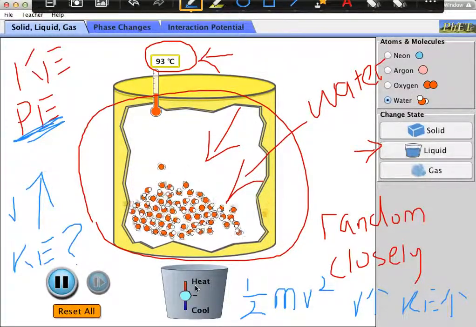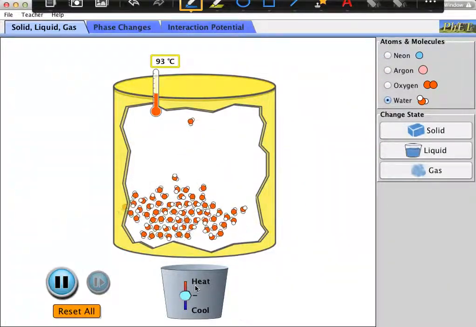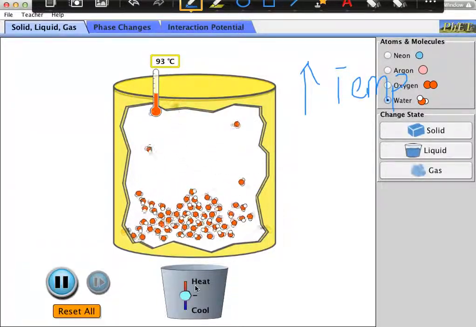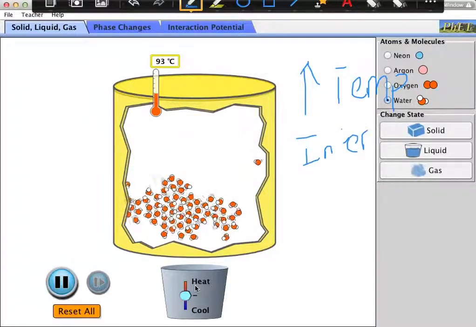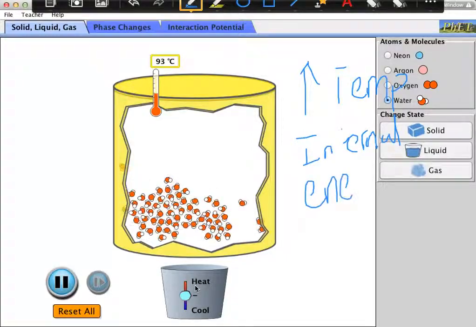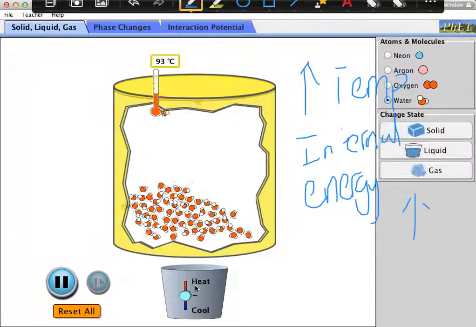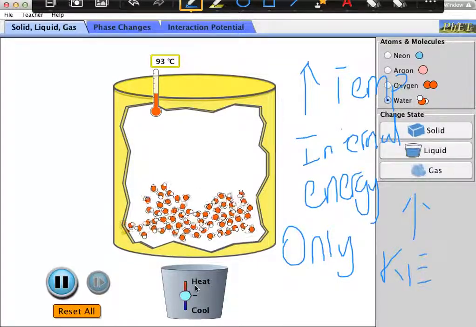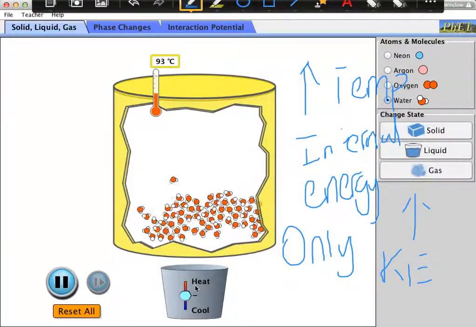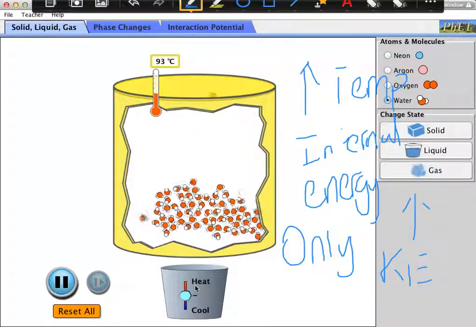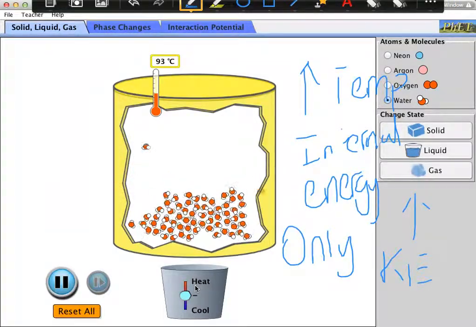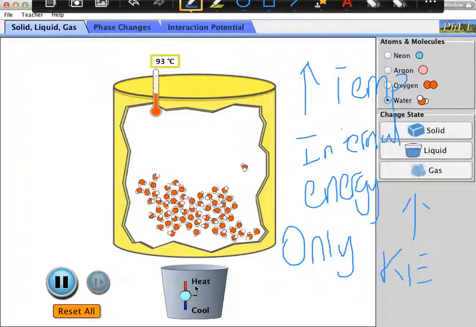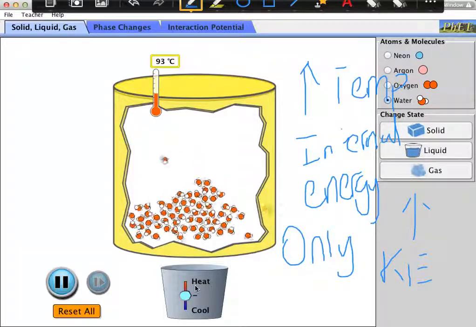So we can conclude that when we increase our temperature, your internal energy goes up. But which component of the internal energy? It's only the kinetic energy. When temperature goes up, it affects the kinetic energy of the molecules. In fact, the average kinetic energy rises, resulting in the total internal energy going up as well. But at this moment, it will not affect your potential energy.